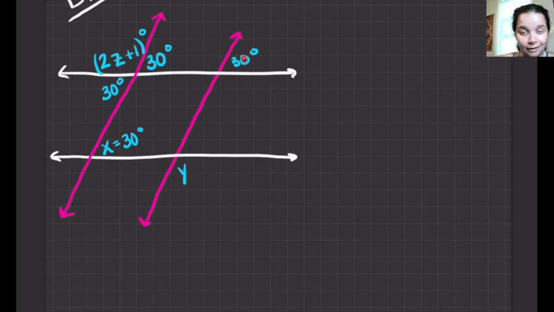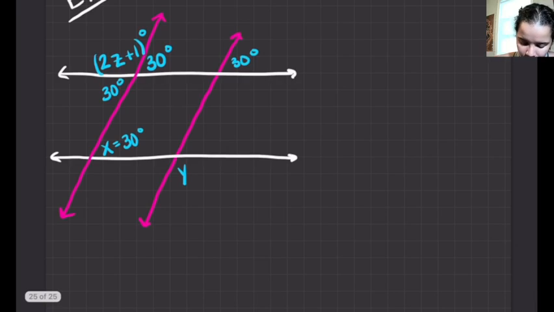So again, starting here, this is what we were given. I knew this was 30 because they were corresponding, boom. I knew this was 30 because they were vertical, boom. I knew this was 30 because they were alternate interior angles, boom. You could have also said this is 30. Oh, this is the corresponding angle. So it also has to be 30, okay? So the most important thing here is to know your definitions, because once you know your definitions, it just makes life so simple, okay?